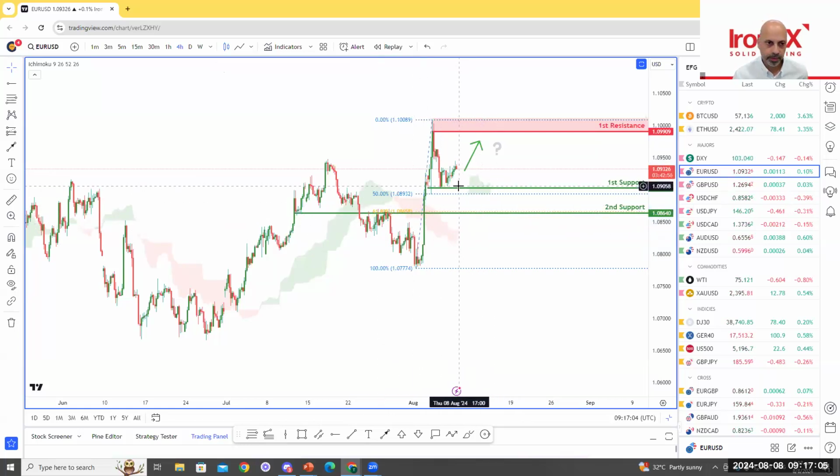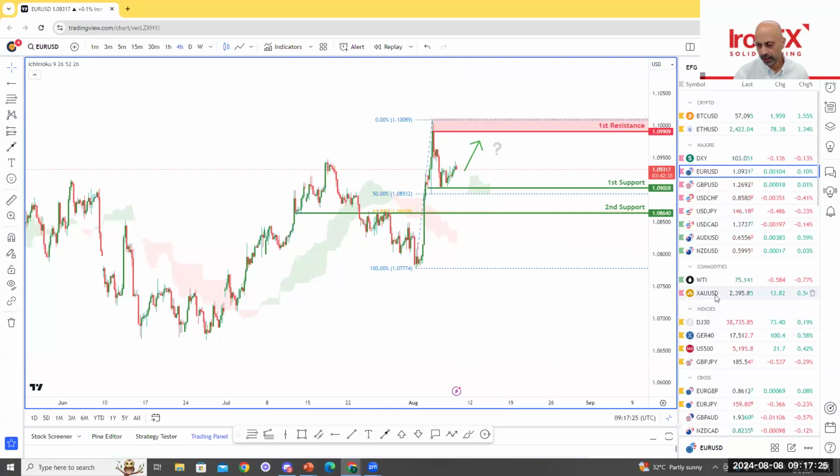So if we do see the euro hold above 1.0902, and especially with the cloud in green, we can probably expect further upside for this currency pair. And of course, especially with unemployment claims coming up, that's going to be the bullish catalyst that we're looking for this currency pair to climb higher.